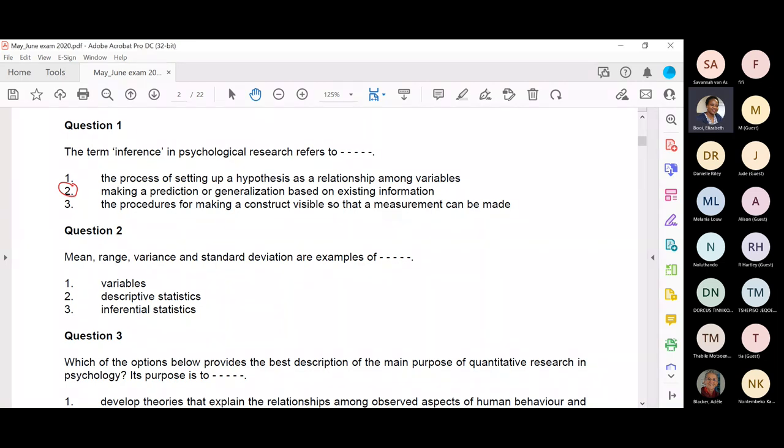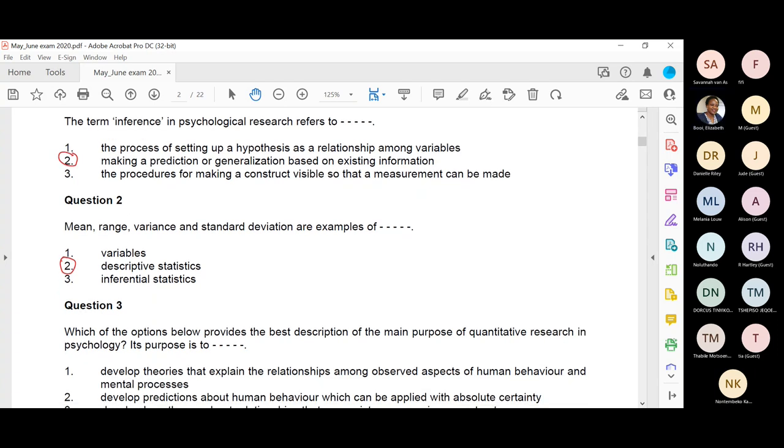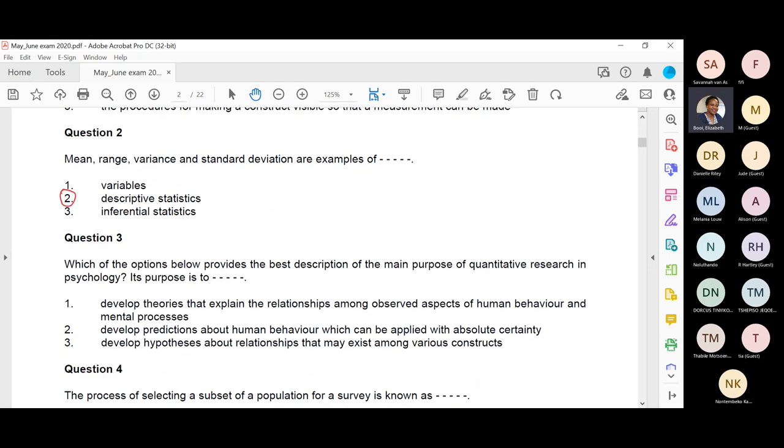We can continue. Okay, let's start with question two. The mean, range, variance, and standard deviation are examples of: number one, variables; number two, descriptive statistics; number three, inferential statistics. Which option? It would be number two. The mean, the range, the variance and the standard deviation are examples of descriptive statistics. A variable is just a characteristic that defines an object or an individual. Inferential statistics are your hypothesis testing and your generalization statements.